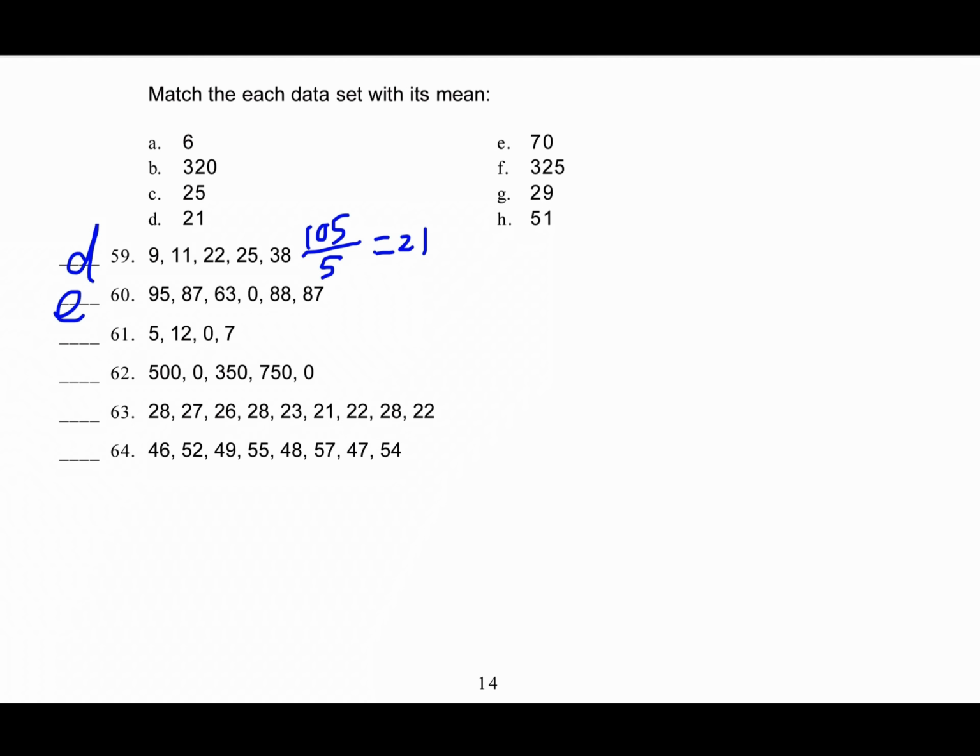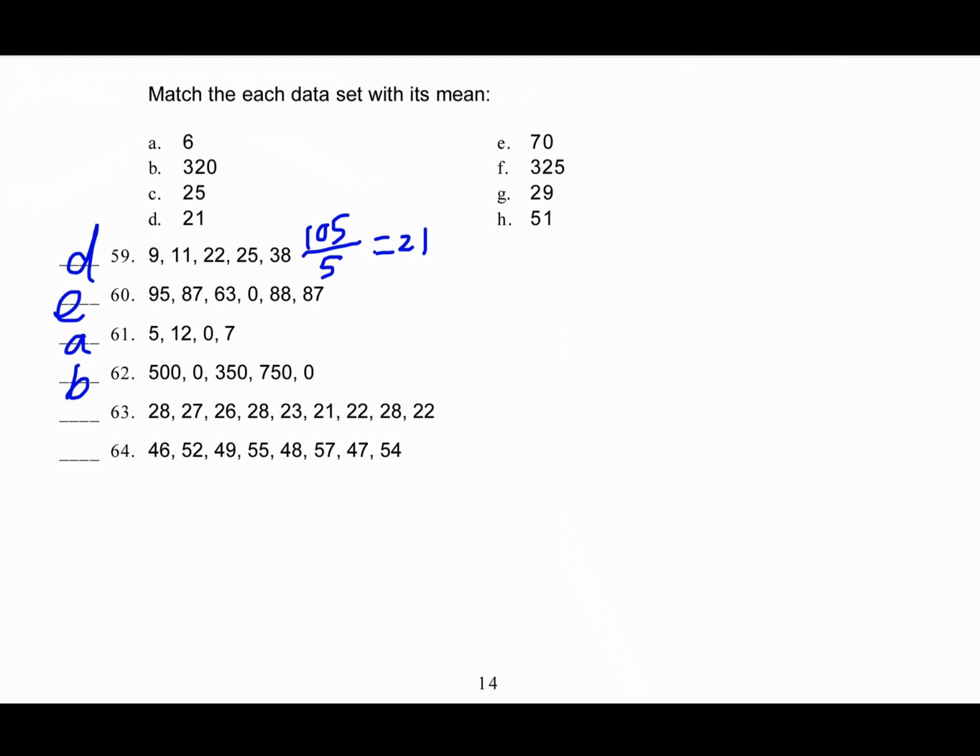Third, 5 plus 12 plus 0 plus 7 equals 24. But we have to divide them by 4, because 0 is one of the values. So 24 divided by 4 equals 6, which is A. Then we have 500 plus 0 plus 350 plus 750 plus 0 equals 1600 divided by 5 equals 320, which is B.